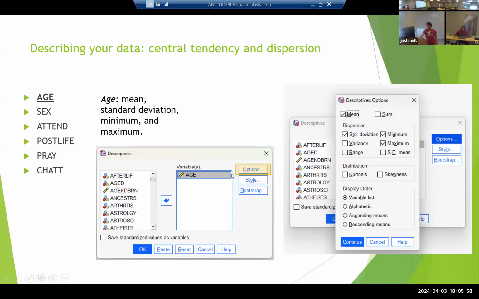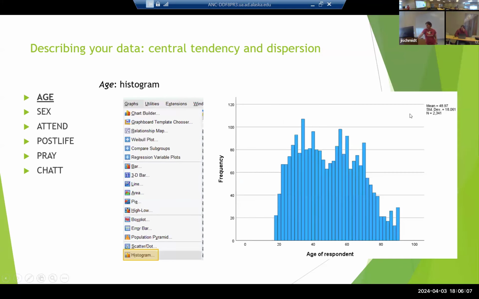Okay, so yep, you go to that and you go to options, and you can check all of these, like measures of central tendency. And then, yes, I have a mean of 48.97 is what I got. Okay? And then you're like, well, I want to see a picture of my data. So let's do a histogram. Histograms are always a great way to visualize your data. So to do a histogram, you go to graphs and then down to histogram.